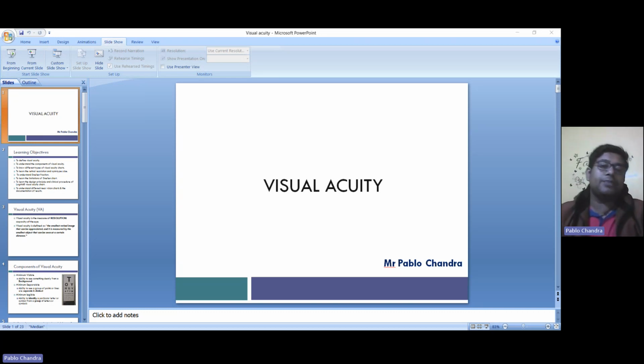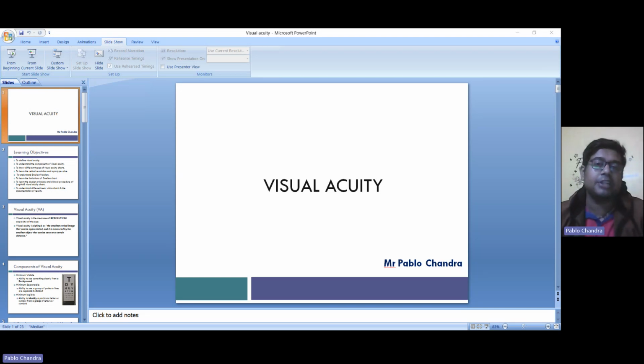How to record it? First of all, the testing distance, which is 6 meters. Then the distance at which the entire letter subtends an arc of 5 minutes. When the letter subtends an angle of 5 minutes of arc, we measure it accordingly. Suppose the testing distance is 6 meters, and the distance at which the letter subtends a 5 minute arc is 60. Then it is considered as 6 by 60.